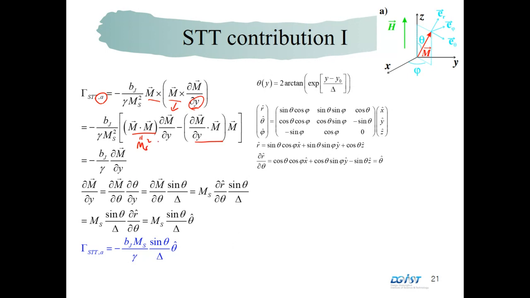So the first term is very clear. And the second term is actually 0 because this term and this term are perpendicular, because m is here and dm/dy should be perpendicular. So this is 0.